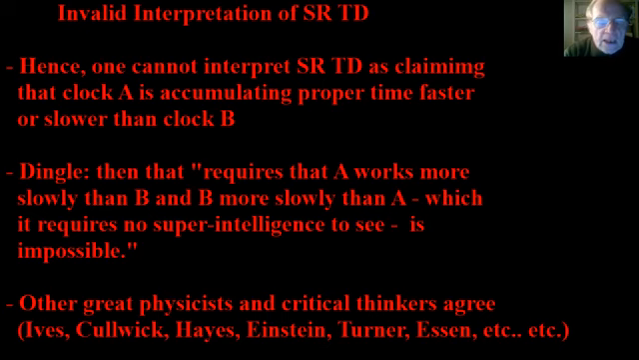From what we talked about in the previous slide, one cannot interpret special relativity time dilation as claiming that clock A is accumulating proper time faster or slower than clock B. Proper time is just the amount of time that accumulates on a clock.